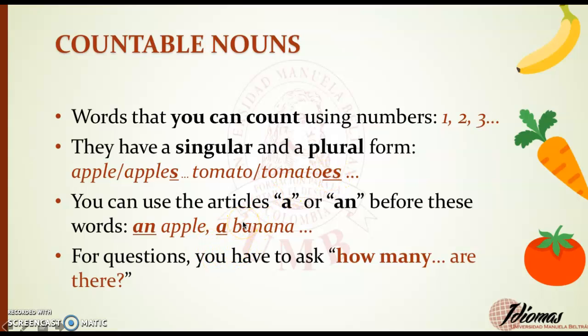When you are talking about singular nouns, it's necessary to use the indefinite article, a or an. An apple or a banana. Just remember, when you have a vowel like apple, you use an. When you have a consonant like banana, you have B, so you are going to use a banana. And when you are going to ask for quantities, you are going to use how many. How many when you are asking for countable nouns.